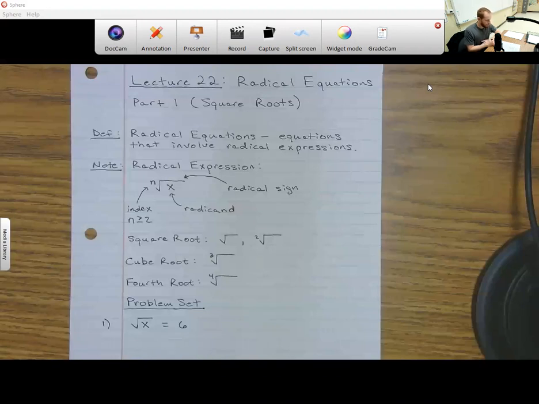And that's what I really want to do. So I asked myself, how do I get rid of a square root symbol? Well, I'm going to square both sides. That's what I'm going to do. I'm going to square both sides.